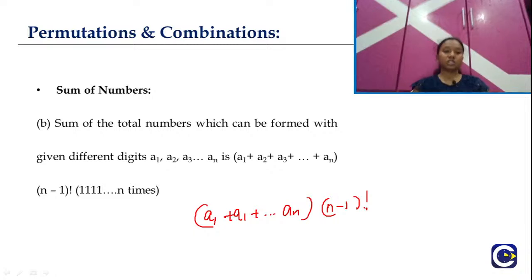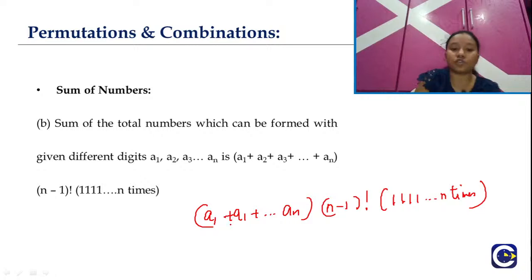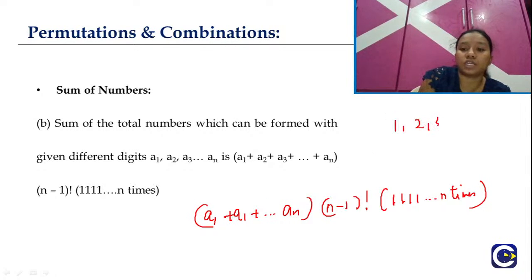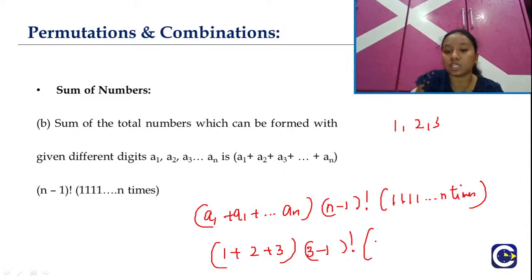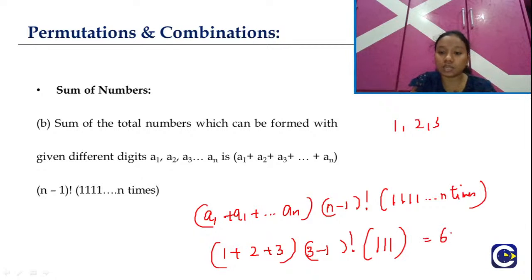There will be one new addition here, that is, we will be doing this 1, 1, 1 until n times. How many n are we having? Suppose I am taking 1, 2, 3. Then it will be 1 plus 2 plus 3 into 3 minus 1 factorial into 1, 1, 1, 3 digits I am having. So 3 plus 2, 5 plus 1, 6. So it will be 6 into 3 minus 1 factorial, 2, so it will be 2 into 111.